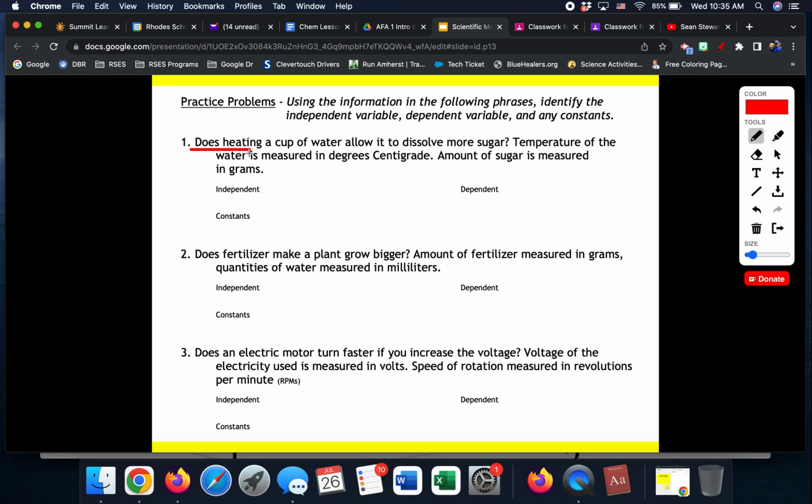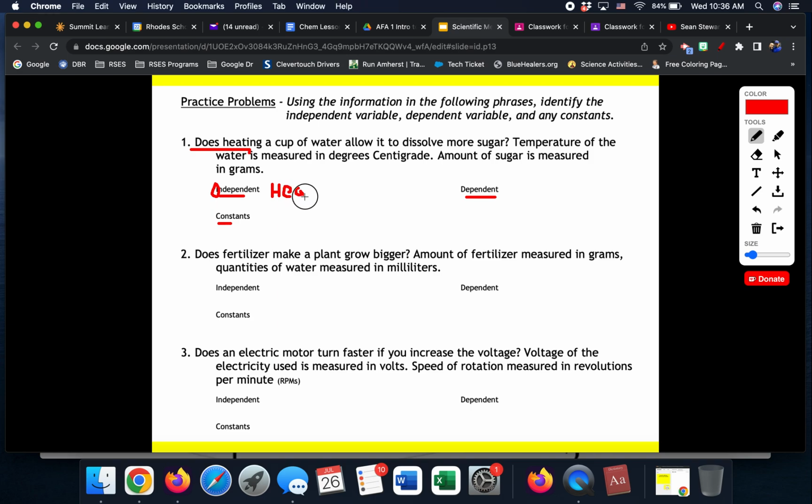Does heating a cup of water allow it to dissolve more sugar? Temperature of the water is measured in degrees. Amount of sugar is measured in grams. All right, how the heck can I figure out the independent variable, dependent variable, and constants? First thing, remember, independent starts with I. What do I change in this scenario? Can I add heat to a cup? Or can I make water dissolve a certain amount of sugar? I can't make water do anything, but I can add heat to it. So the independent variable would be the heat.